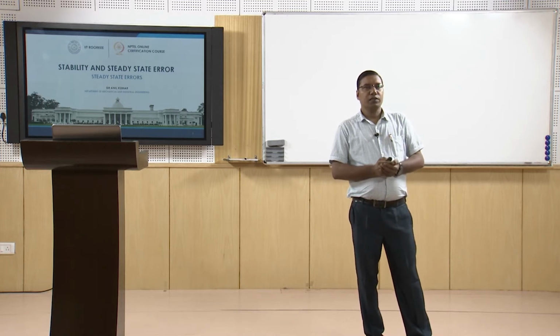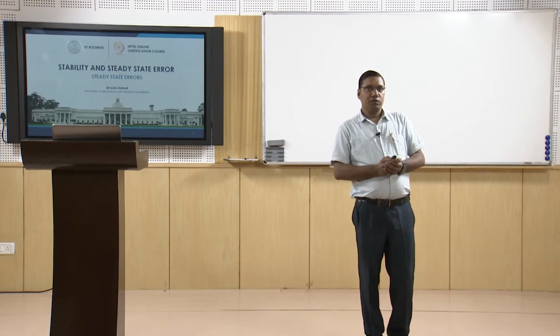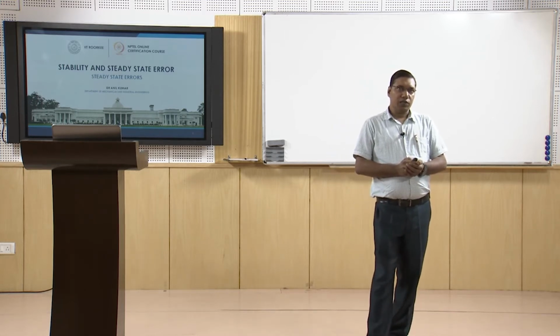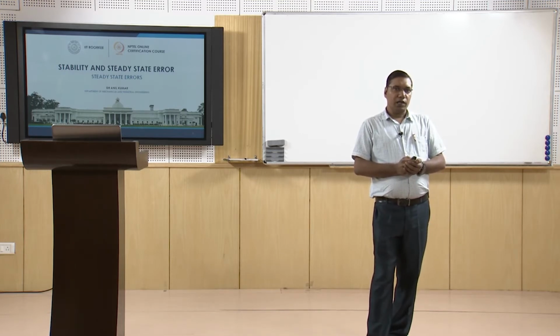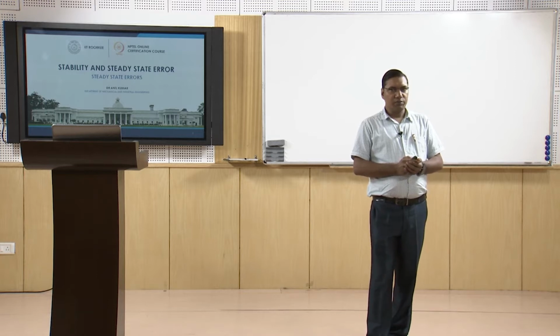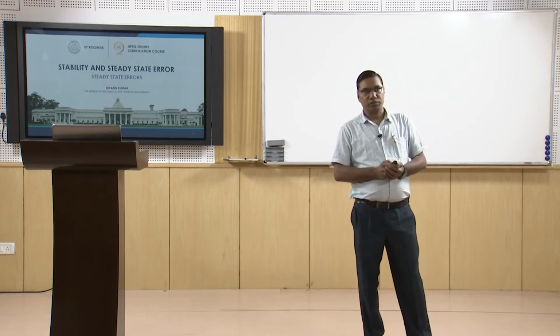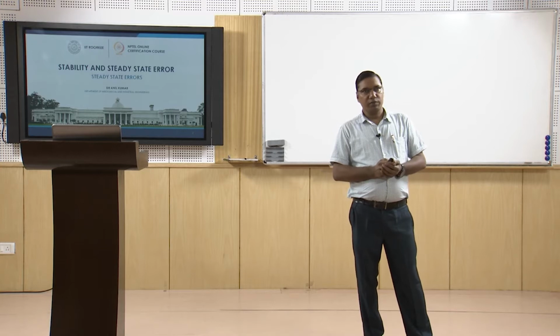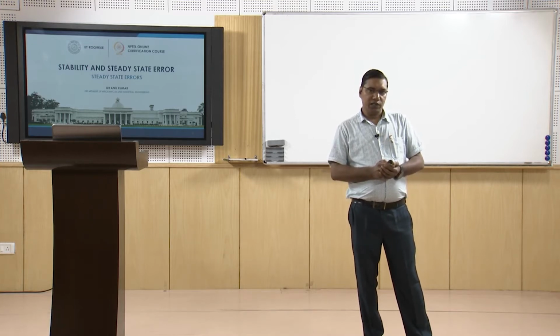We have discussed that to design a control system, there are 3 objectives: the transient response, stability, and steady state error. We have discussed the transient response and we have discussed stability. Today we will discuss steady state error.